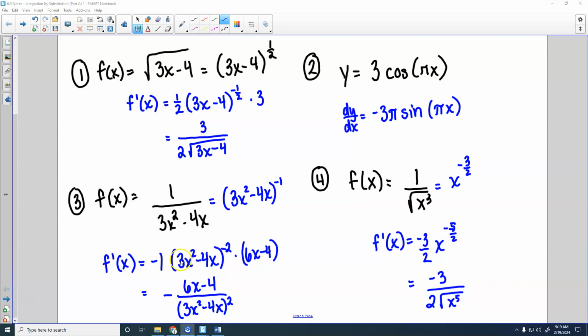And then I moved the 3x squared minus 4x to the negative second back down to the bottom. I just left this negative 1 out front as a negative. You could distribute it to the 6x minus 4 and get negative 6x plus 4. It just depends on how they leave it. I think the top is negative 6x plus 4 and then the bottom is 3x to the 4 times 4x to the third.